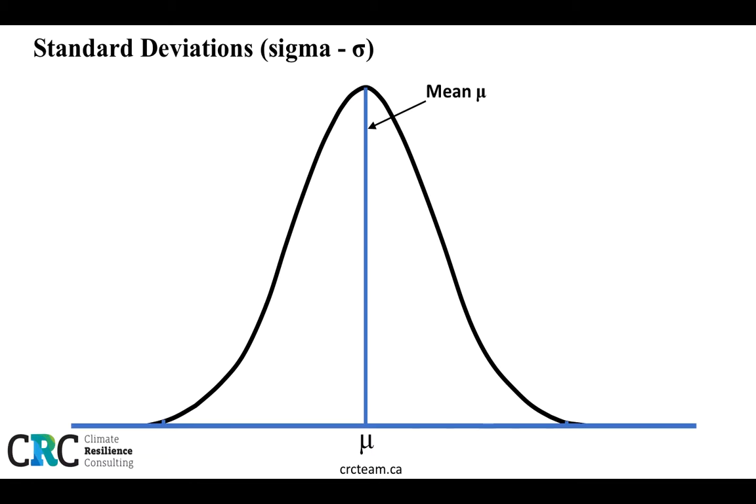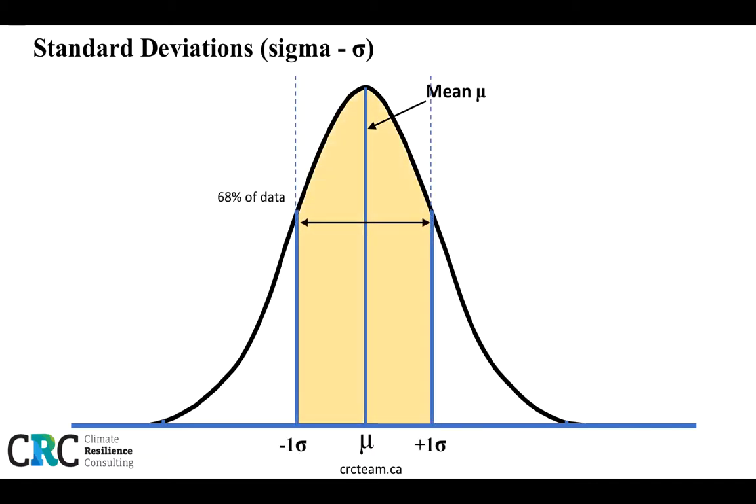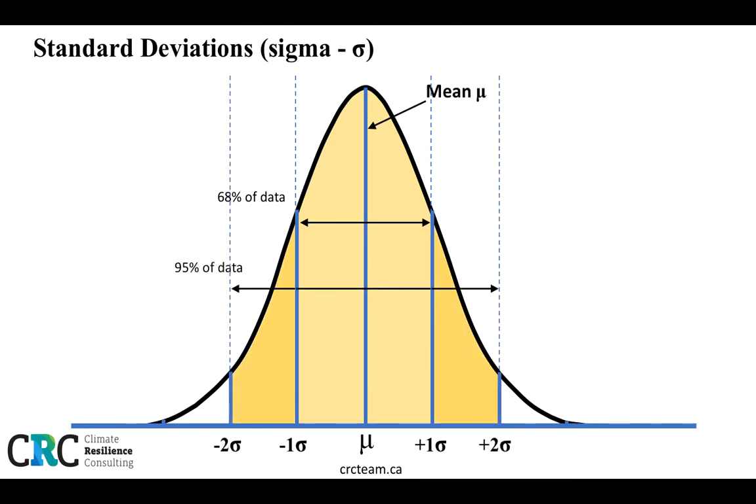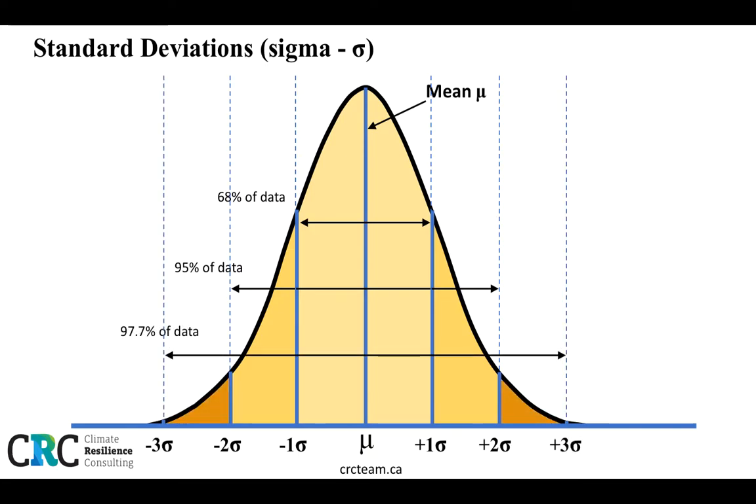With a normal distribution, or a bell curve, you'll find that about 68% of the data should fall within one standard deviation of the mean on either side. About 95% of the data should fall within two standard deviations of the mean, and almost all, or 97.7% of the data should fall within three standard deviations of the mean. And there would be very little, about a third of a percent, that would fall outside of this range.